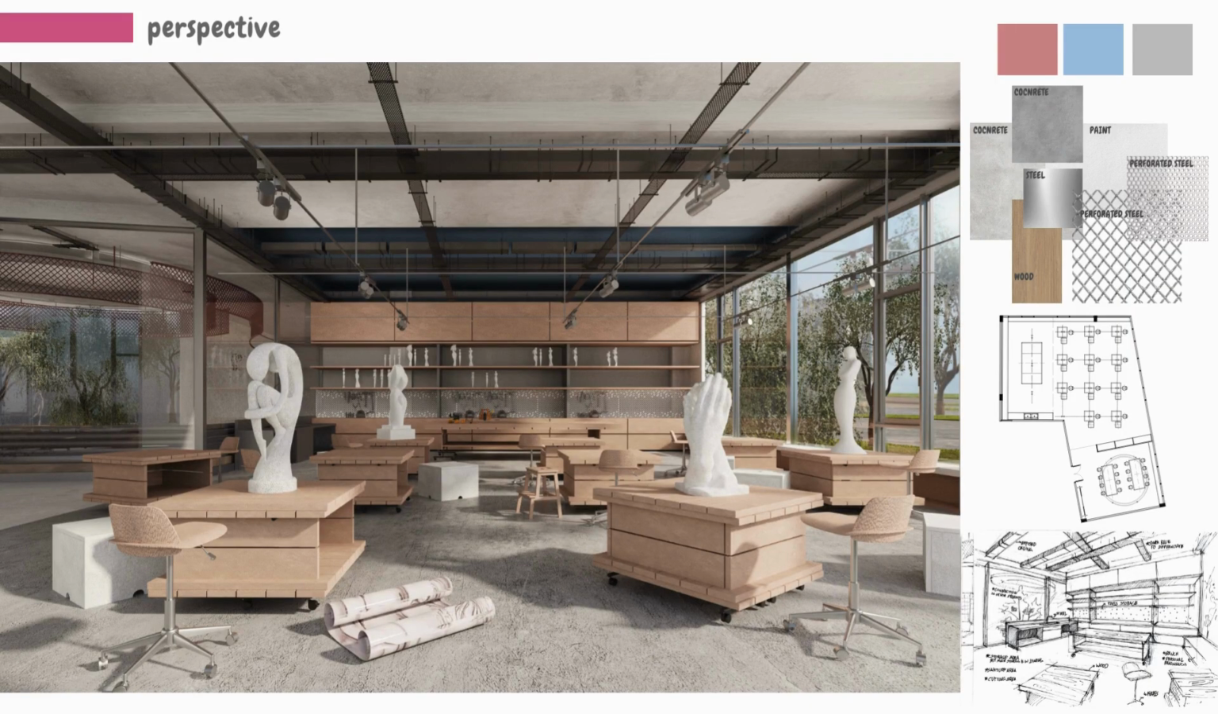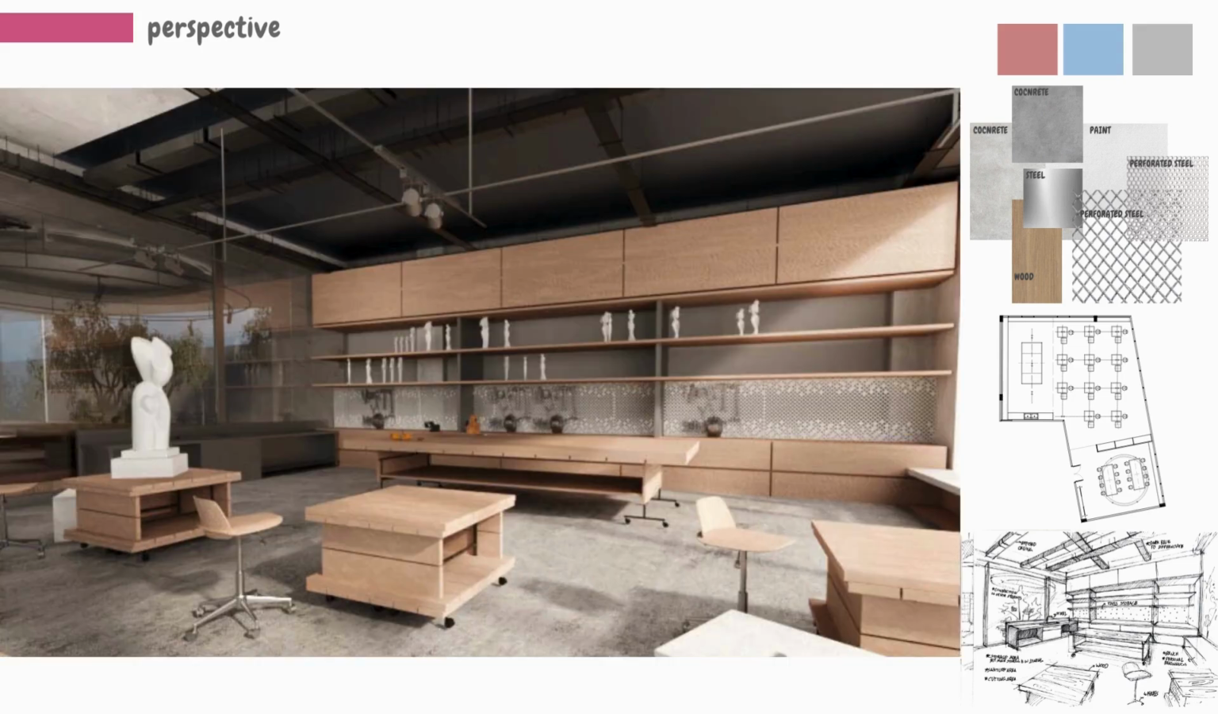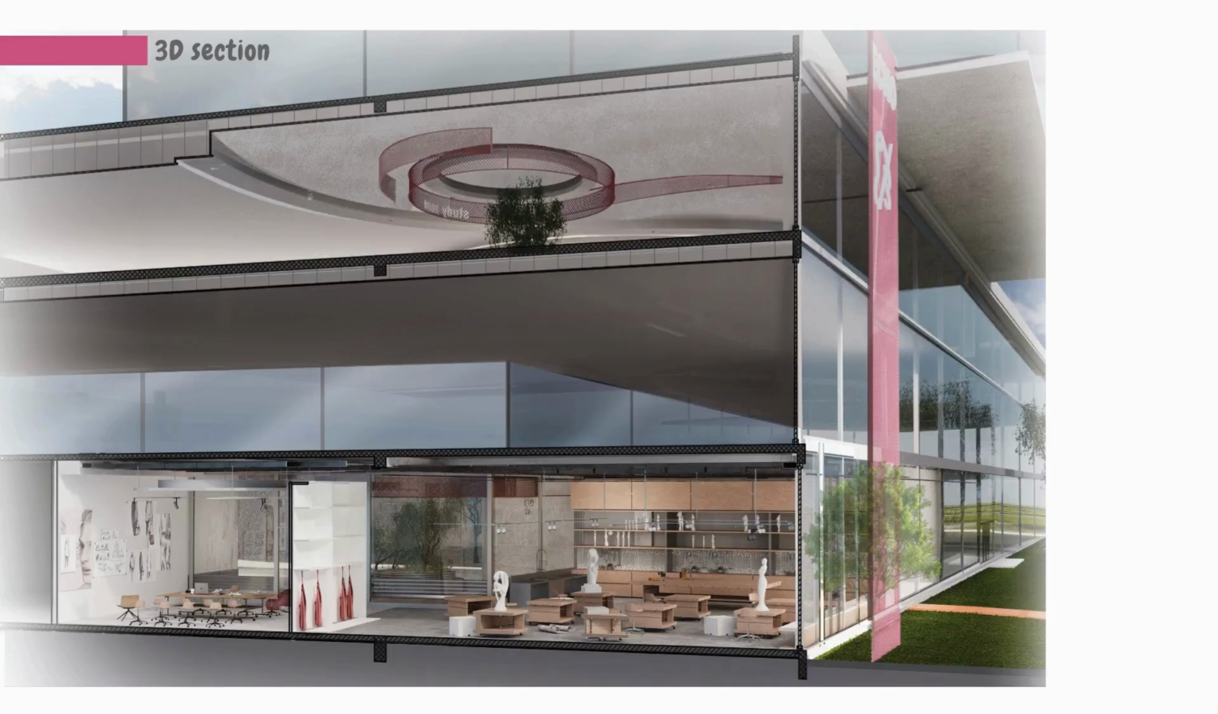A darker gray is used in the flooring for the sculpting area to make the sculptures stand out more. The working area is used for cutting wires to create the space of the sculpture. I also used steel for the washing area to keep it hygienic. A 3D section illustrates the full sculpting journey from sketching to changing to creation.